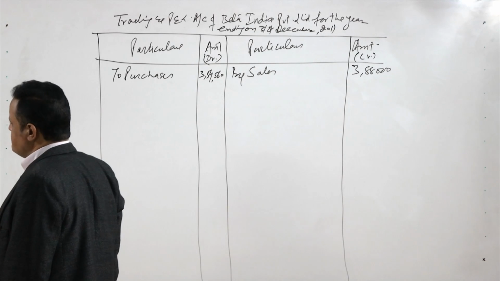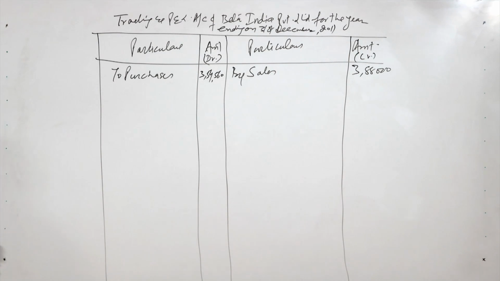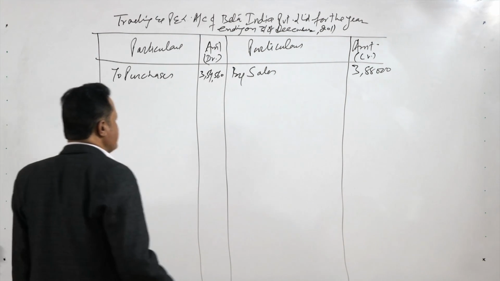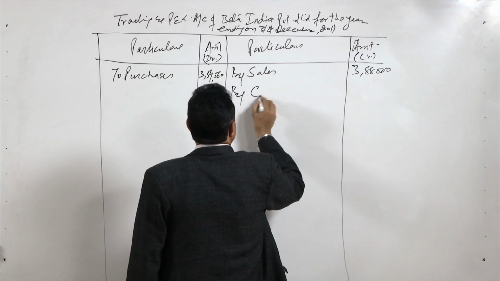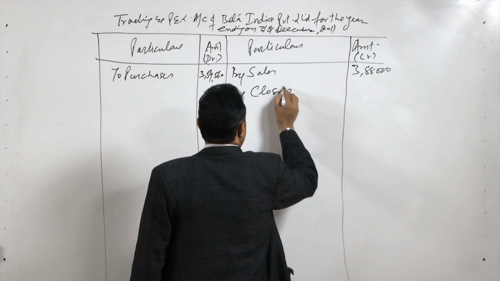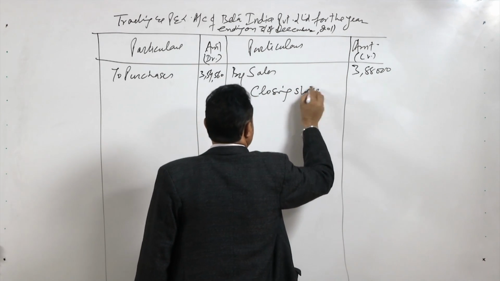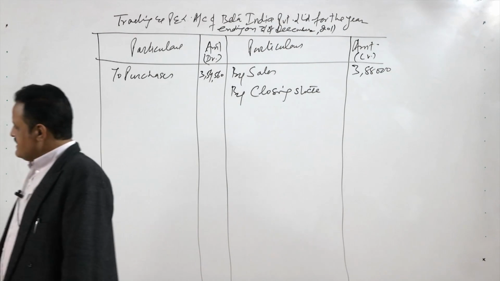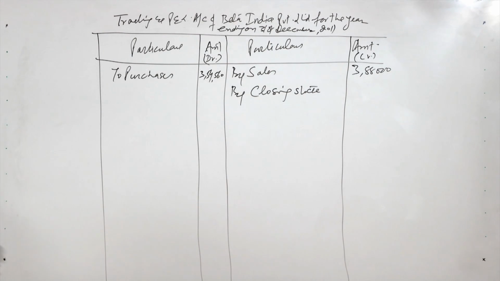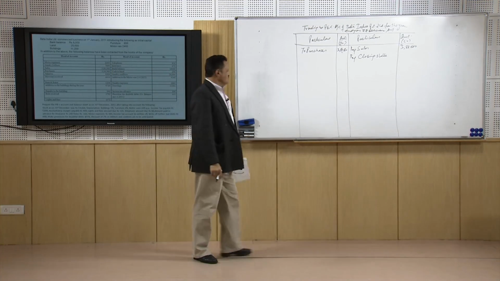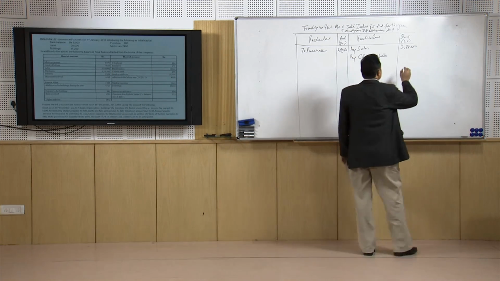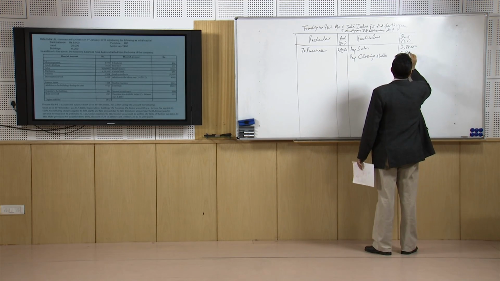And there is no information with regard to the sales returns. If you look at this information, there is no information with regard to the sales returns. Now we go for the next thing. If there is no sales return, like purchase return, then the next thing is by closing stock. Closing stock of the material will be somewhere here, and that is given to us, and that is 54,000 rupees.